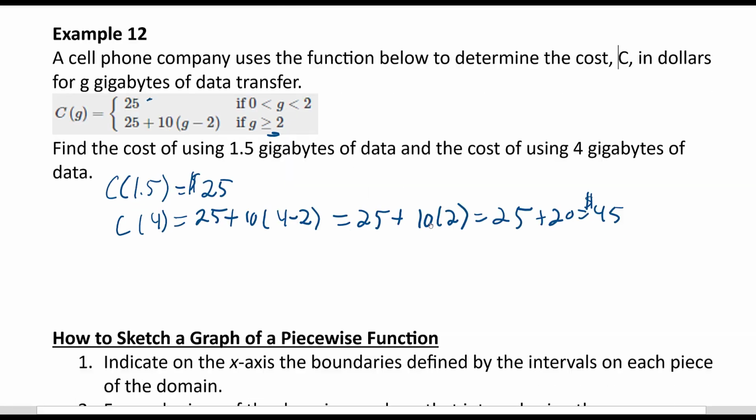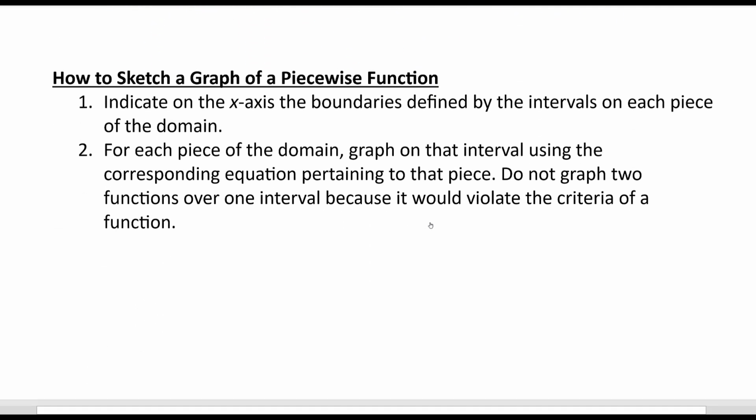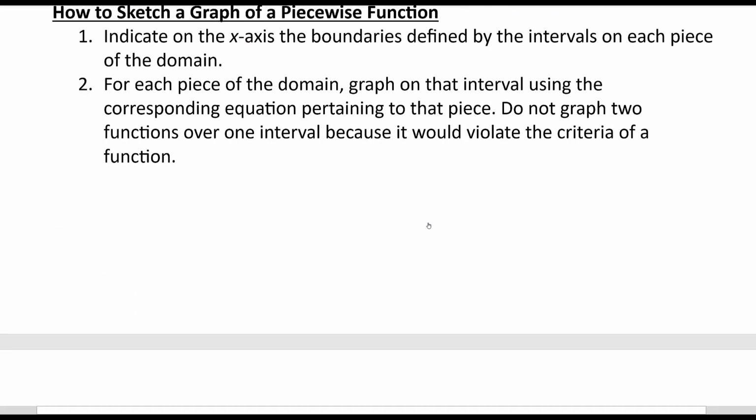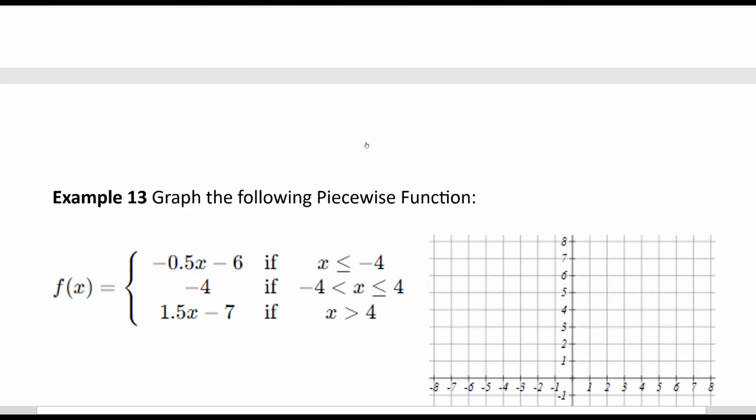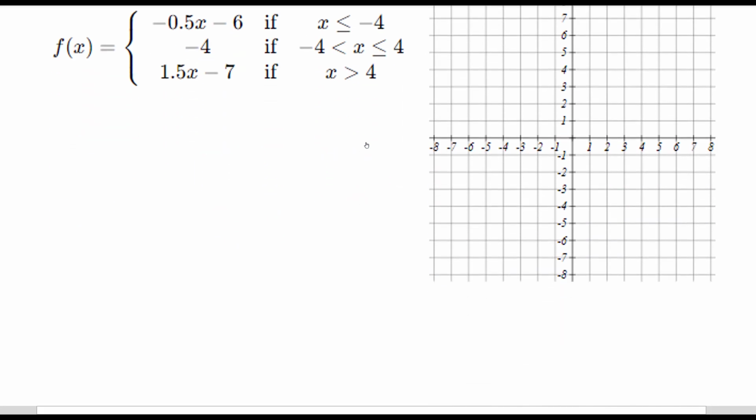Okay. Now, how to sketch a piecewise function. Indicate on the x-axis the boundaries defined by the intervals on each piece of the domain. For each piece of the domain, graph on that interval using the corresponding equation pertaining to that piece. Do not graph two functions over one interval because it would violate the criteria of a function. Well said. So we're going to look at this.